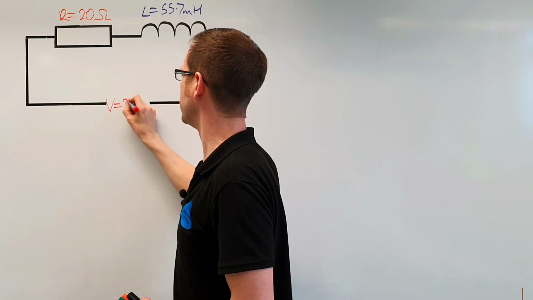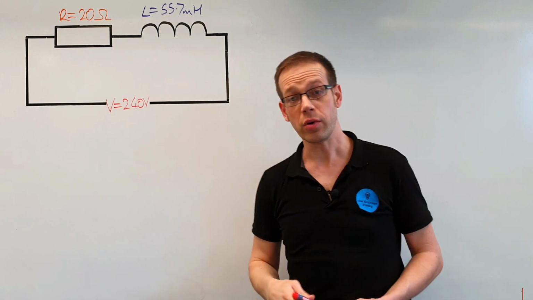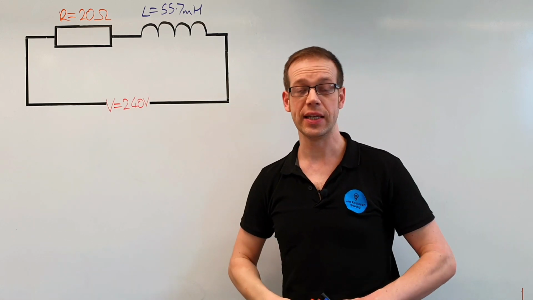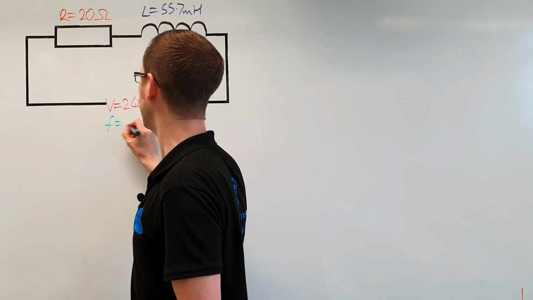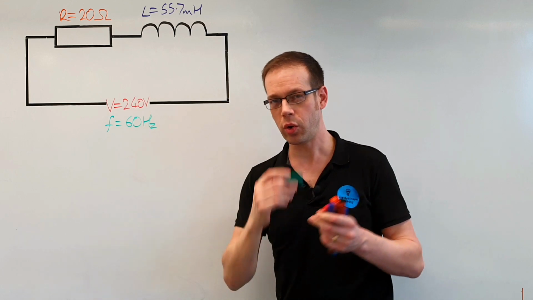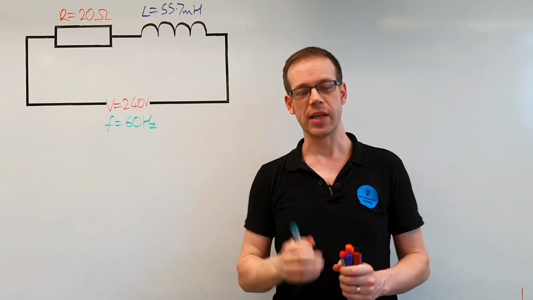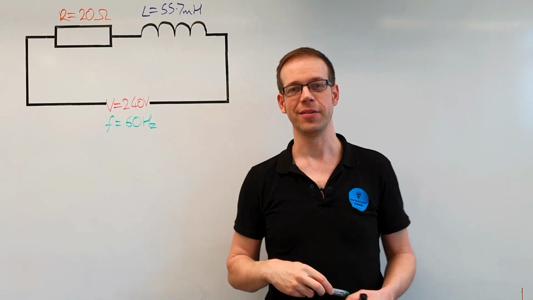The voltage is equal to 240 volts. We're also told in the question that we've got a frequency of 60 hertz. So we'll put that on here as well. So we've got a frequency of 60 hertz. So there you can see that's all the information that the question gives us. Now we're going to work through the parts of the question and try and figure out what the answers are.